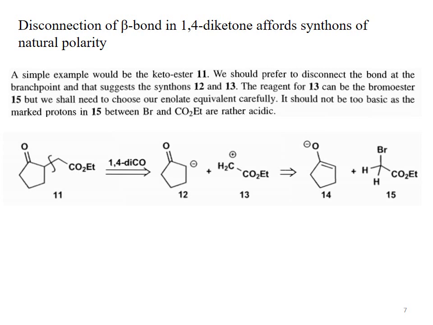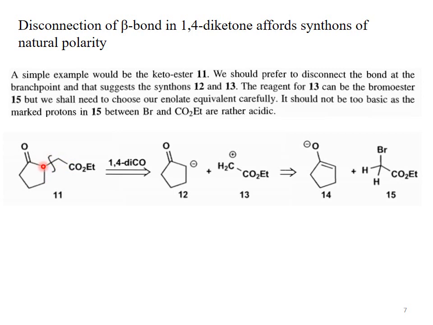So here we specifically discuss the disconnection and synthesis of a compound. The compound is a 1,4-diketone, see compound number 11. This is the beta ketoester. This is the ester group. If this is carbon 1, this is carbon 2, 3 and 4. Beta ketoester, compound number 11. We should prefer to disconnect the bond at the branch point. That suggests synthons 12 and 13.